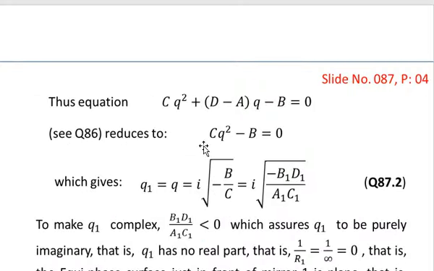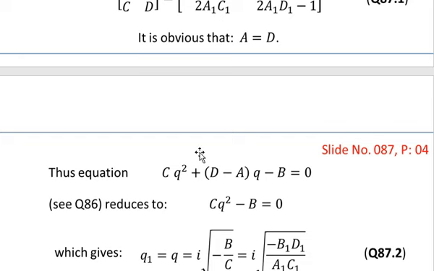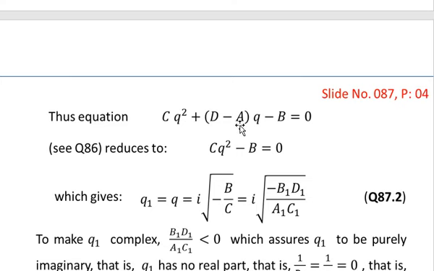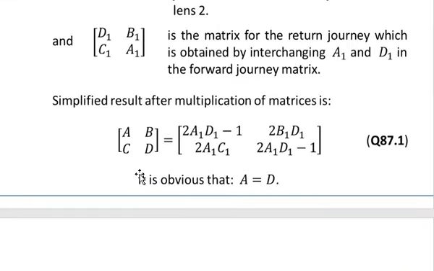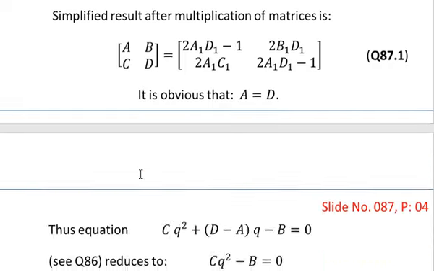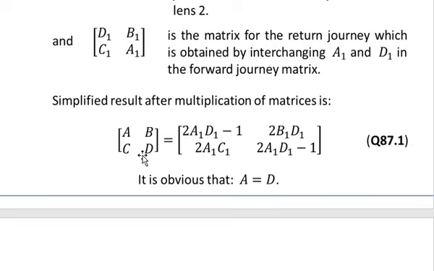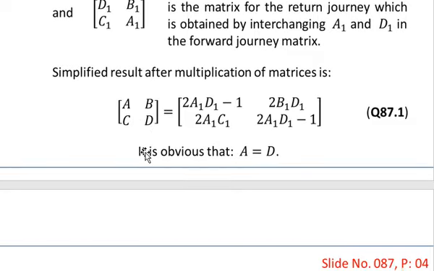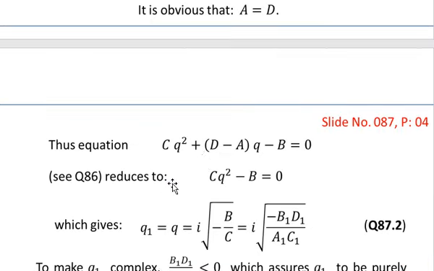So that's why I have written a quadratic equation over here, CQ square plus (D minus A) into Q minus B, and here I am using the matrix elements A, B, C, D. That is, I am talking about this matrix. So in the equation that I have just shown, you can replace A2, B2, C2, D2 by A, B, C, D, and then set Q2 equal to Q1 equal to Q. Then we have CQ square plus (D minus A) into Q minus B is equal to 0.